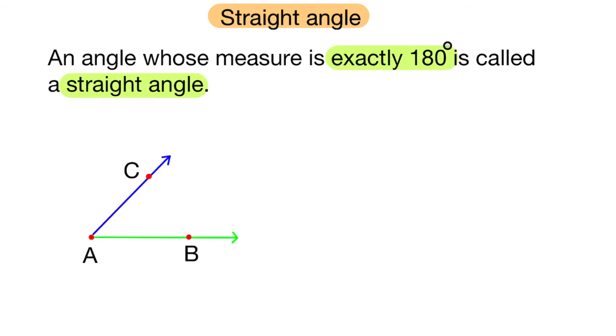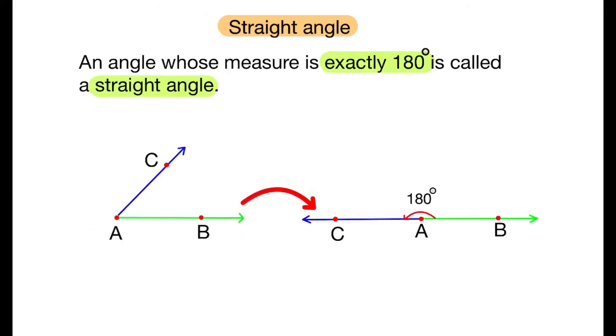Here, angle CAB is an acute angle. If C is exactly on the opposite side of B with vertex A in the middle, then the angle is 180 degree. It is called the straight angle.